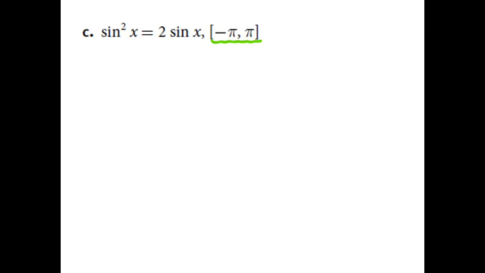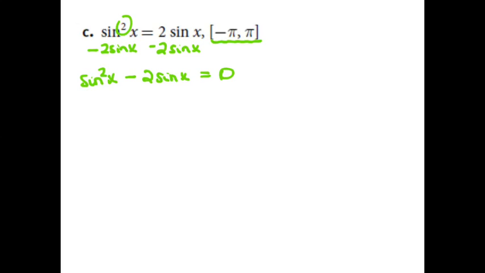I notice that we have a squared here. And typically when you're solving an equation and you have a quadratic, we need to factor. And if we're going to factor, we have to get one side equal to 0. So I'm going to subtract this 2 sine x over to the other side. And we have sine squared x minus 2 sine x equal to 0.